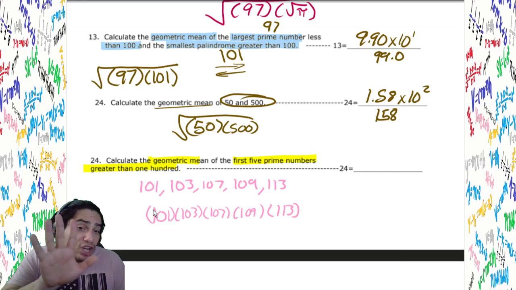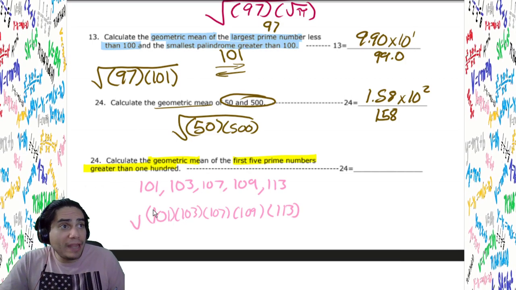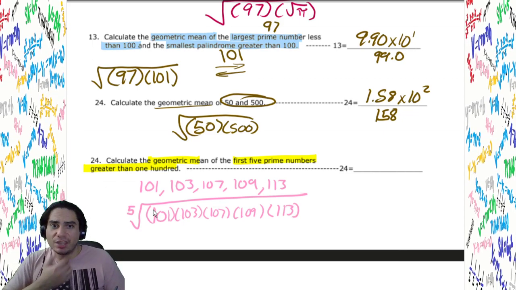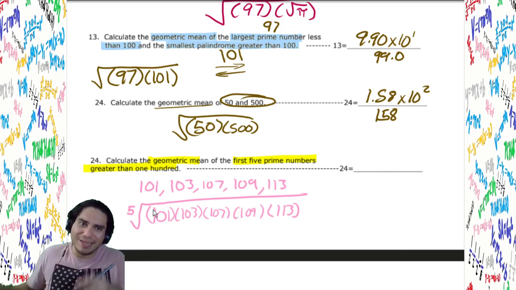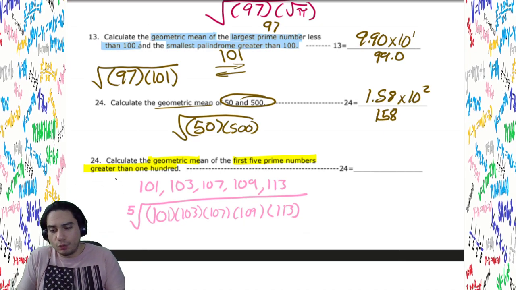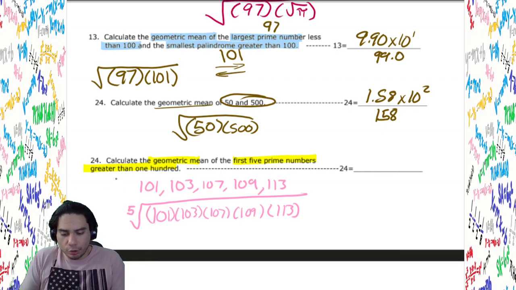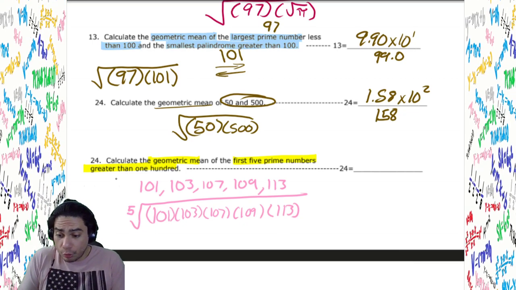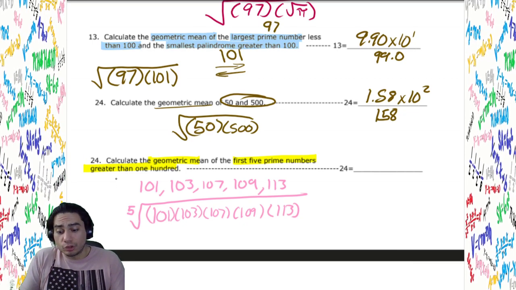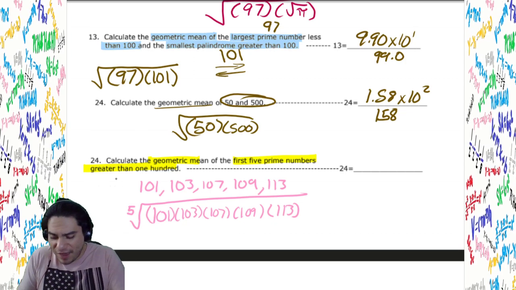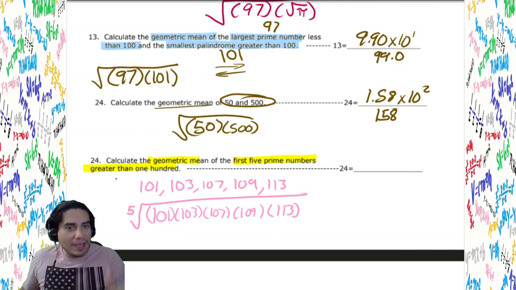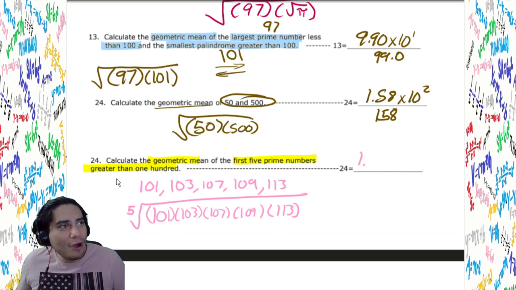Now there's five numbers we're multiplying. So now we're going to go ahead and do the fifth root. So let's do it. We're going to do 101 enter, 103 multiply, 107 multiply, 109 multiply, and 113 multiply. And now we're going to hit 5 yellow y root x. And we get our answer here.